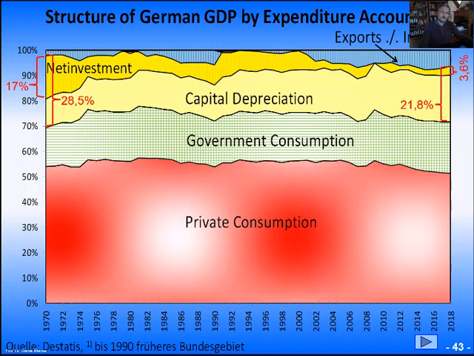So I think it's clear that the expenditure account of GDP provides us also quite interesting insights in the long run economic development of our economy. Okay, we will come back to these problems, especially in chapter 2 when we discuss economic growth theory.